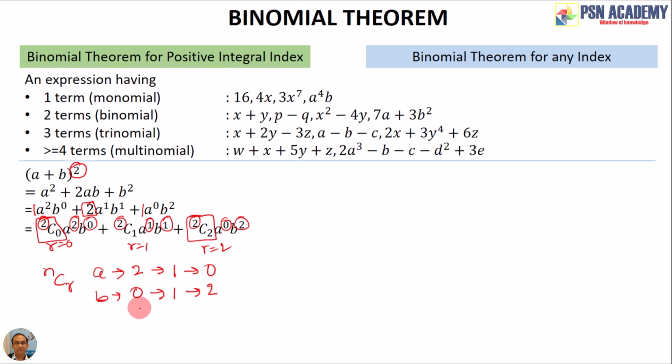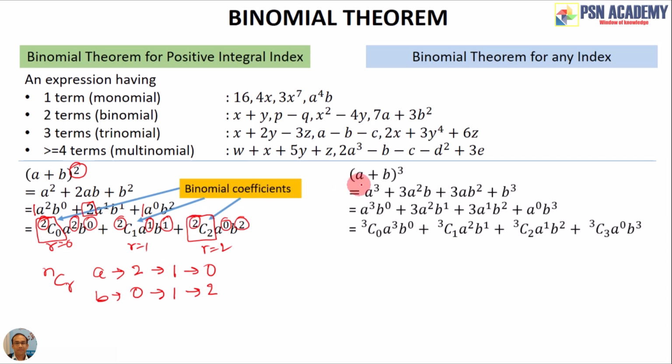So there is a pattern inside that will give you the binomial coefficients and the powers of a, the first term inside the given binomial form, and the powers of b, that is the second term in the given binomial form.